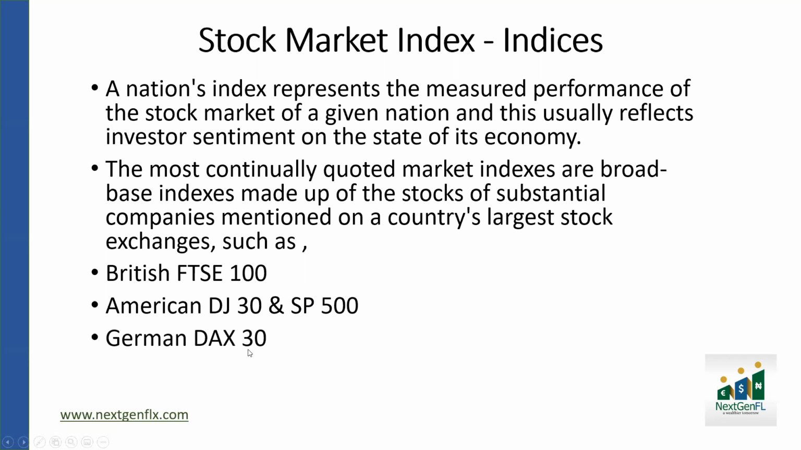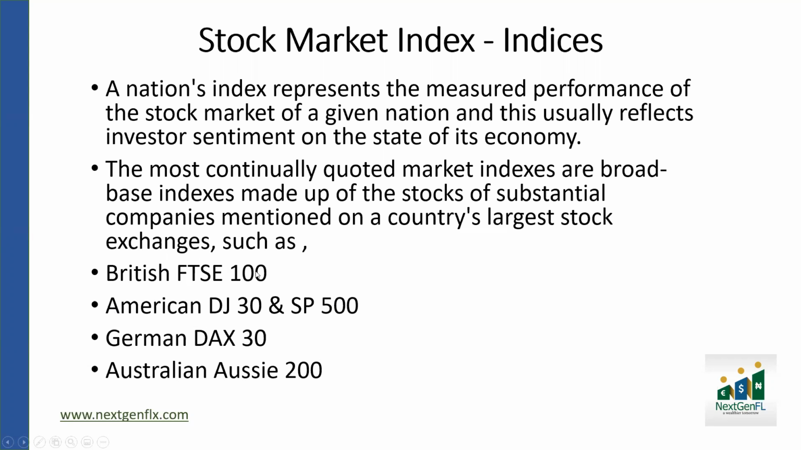In Germany, you have the DAX 30. Again, that tells you they're using the top 30 companies to measure the performance of the whole German stock exchange. And then in Australia, you use the Aussie 200. Again, meaning they use the top 200 companies listed on the Australian stock market to measure the performance of the Australian stock exchange.